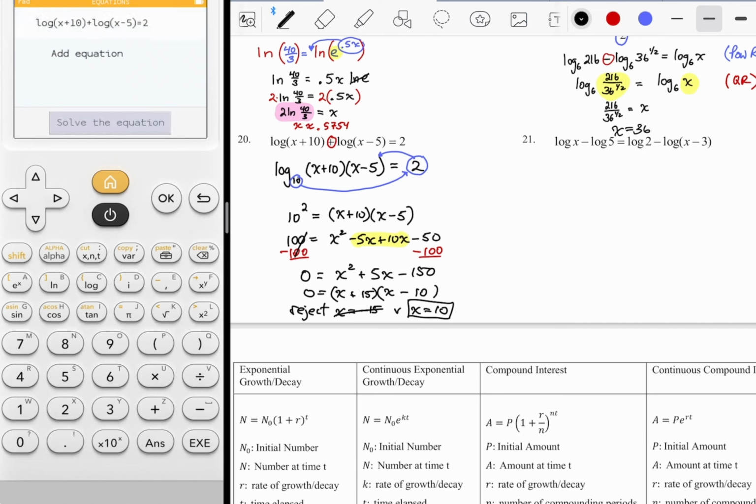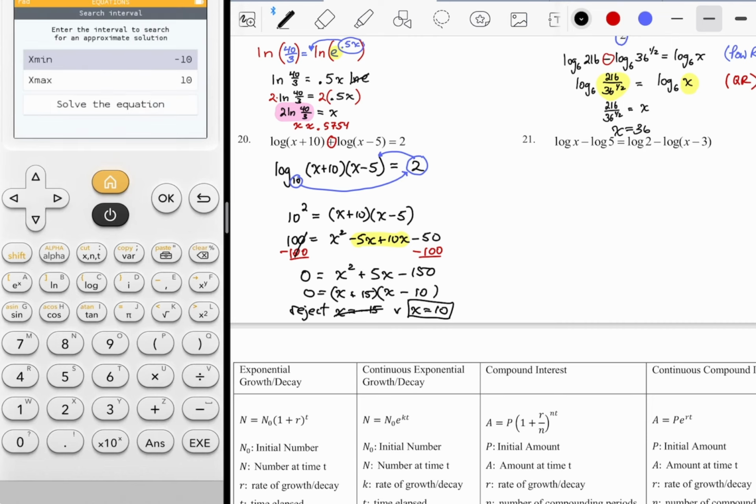Solve the equation. Now my x min, x max, like let's say I actually thought that that negative 15 would be a solution. It wouldn't show up in the window that I have here. So let me make that a little wider. I'll go negative 100 to 100. So by a little wider, I mean a lot wider. Hit OK, and it only brings back the 10. It did not bring back the negative 15 because it's not a solution to this problem, even though the algebra made it seem that way.